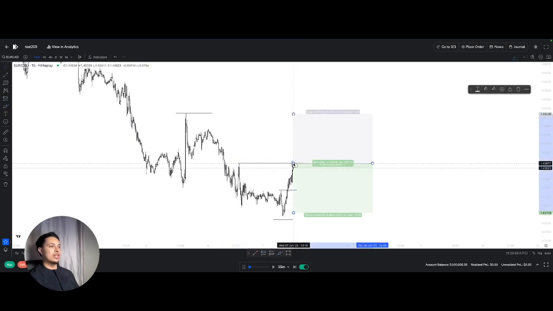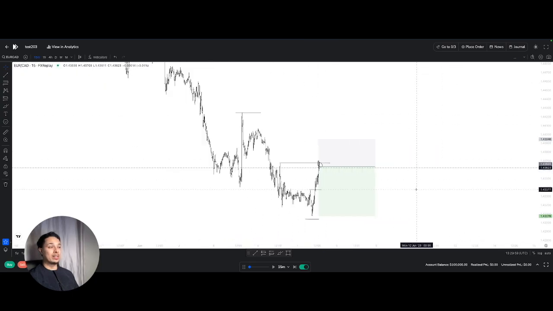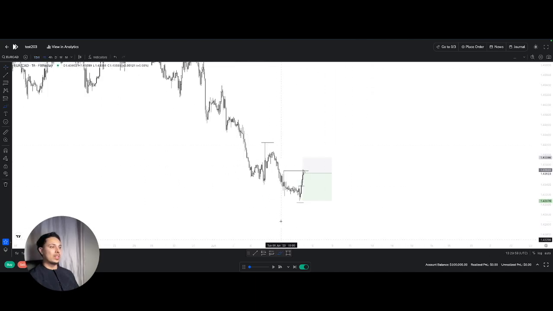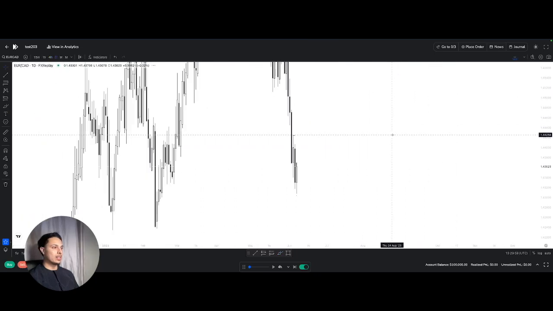Would you like to take an entry here? 30 pip stop loss covers us a little higher. We still got a little higher entry. You have to ask yourself, are you okay with taking an entry like this? Again, we're quite low down. This range can end up holding. Let's see what this looks like on a daily. Let's see what it looks like on the daily time frame.